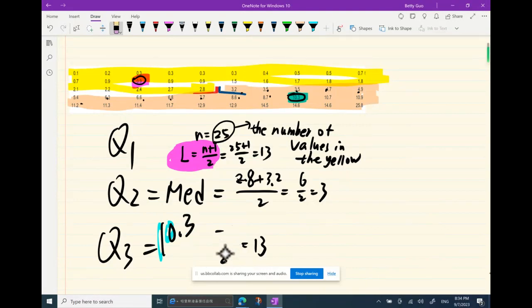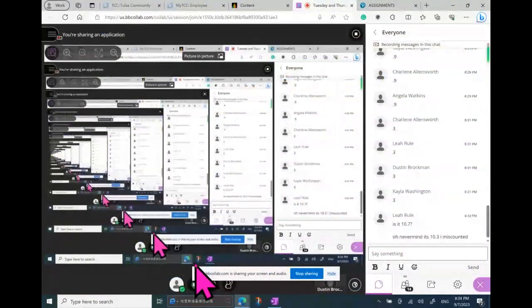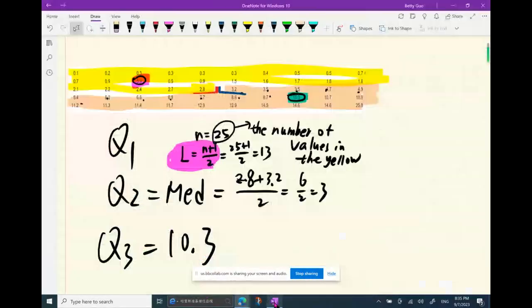Yeah, the L formula is only for the location. 10.3. I hope this is clear. Yeah, thank you, Leah. You're good. Oh, 10.7. Okay, it's 10.3. Yeah. Good news is 25 is an odd number. So for the lower half, the Q sub 1 is the value right in the middle of the lower half. And Q sub 3 is the value right in the middle of the upper half, orange.